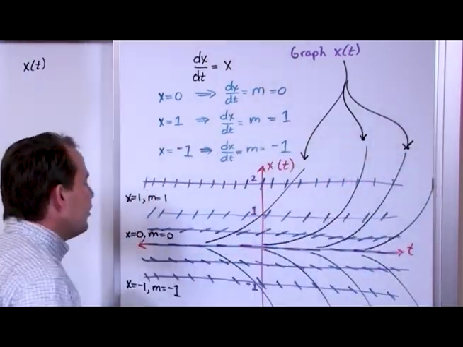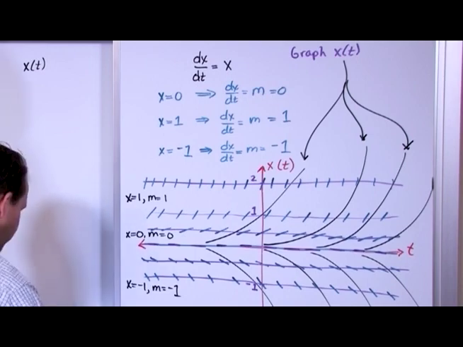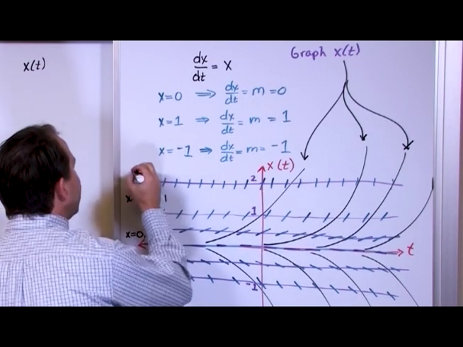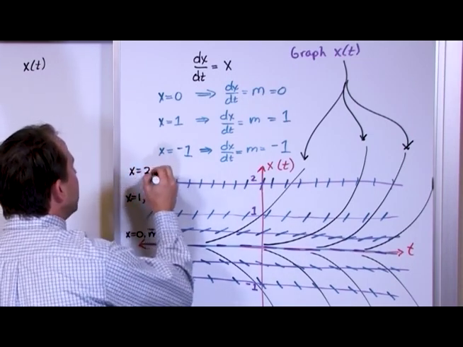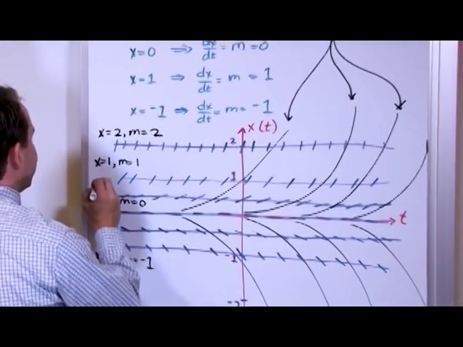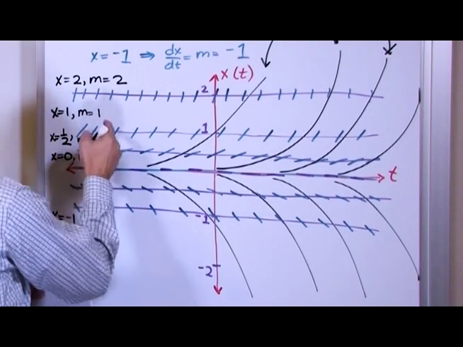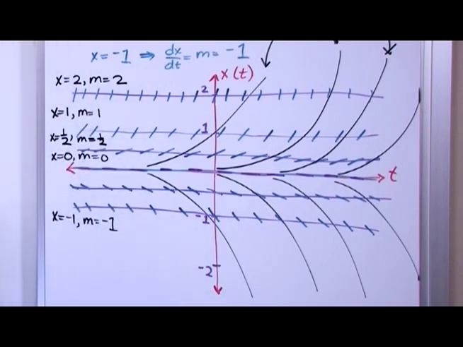Those are the solutions that you really seek. X of t is equal to that. Now let's take a step back and do a little bit more labeling. Here we had x is equal to 2, m is equal to 2. Here we had x is equal to 1/2, m is equal to 1/2 right there. And then we had -1/2 down below.